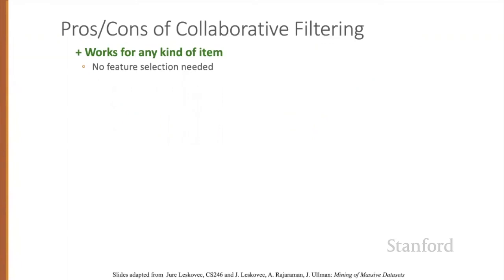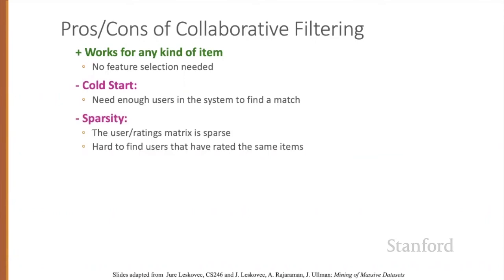In summary, collaborative filtering works for any kind of item. We don't need to define a set of features that define the item. On the other hand, collaborative filtering has some minuses. It has a cold start problem. Whether we do item or user similarity, we need enough users in the system to find matches. We have a sparsity problem. The user ratings matrix is sparse. It can be hard to find users that have rated the same items. It's hard to recommend an item that hasn't already been rated. That's called the first rater problem.